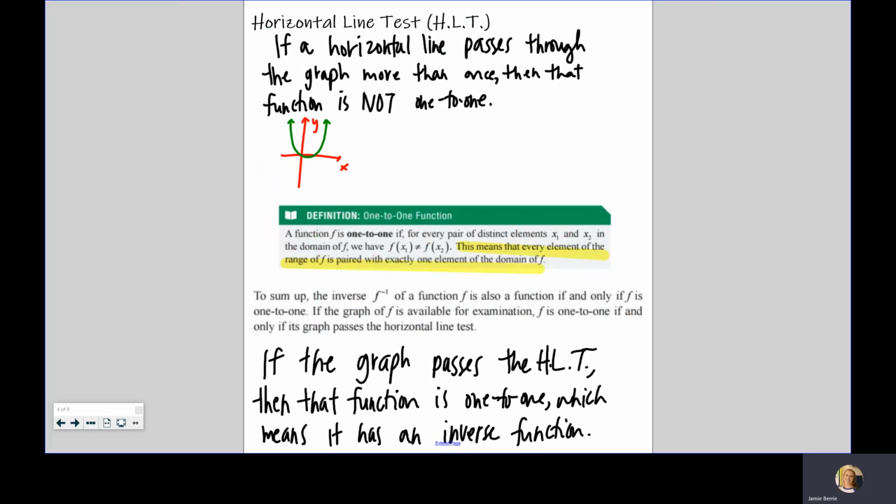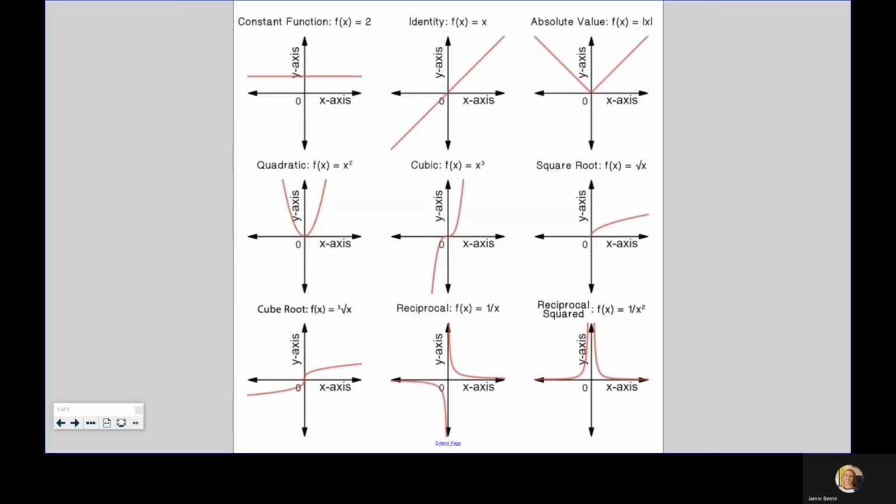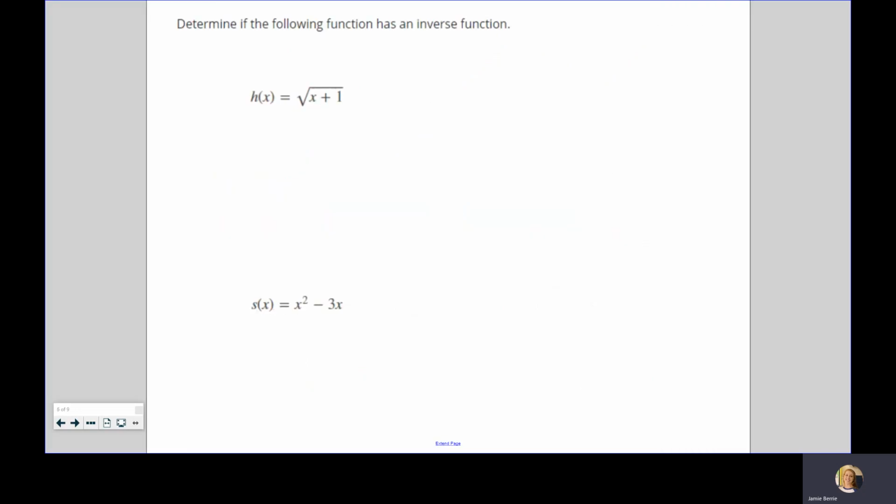All right, so let's look at a couple of examples where we just determine whether or not this function has an inverse function. We'll come back to this in just a second. I'll come back and talk about why I have this here. All right, so number 2, we have a part A and a part B.